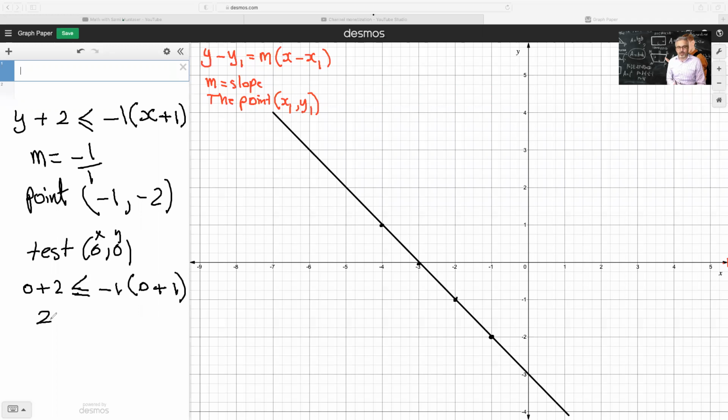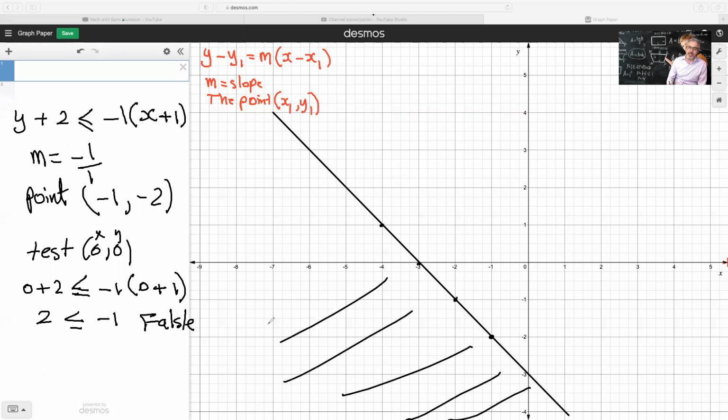Now we get 2 is less than or equal to, now 0 plus 1 is just 1, and 1 times negative 1 is negative 1. Is 2 less than or equal to negative 1? No, that's false. What does that mean? That means we cannot shade where 0, 0 is. If it's false, we don't shade where the testing point is. Therefore we're going to shade below the line. So that's where my shading is.